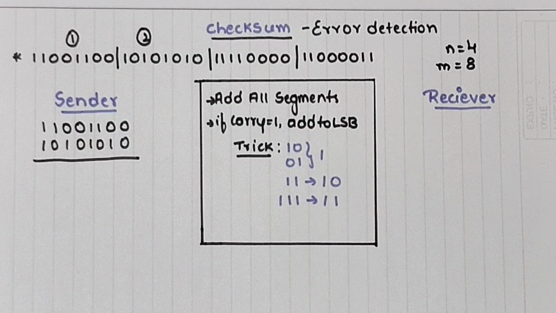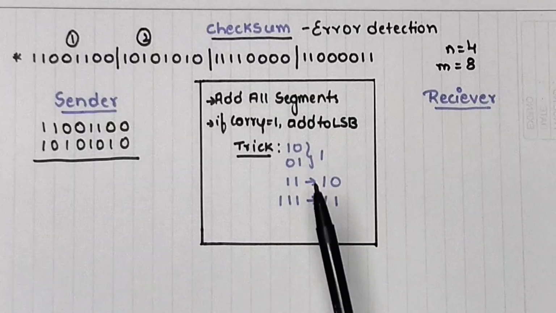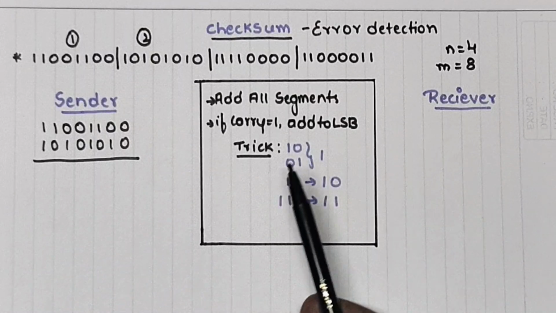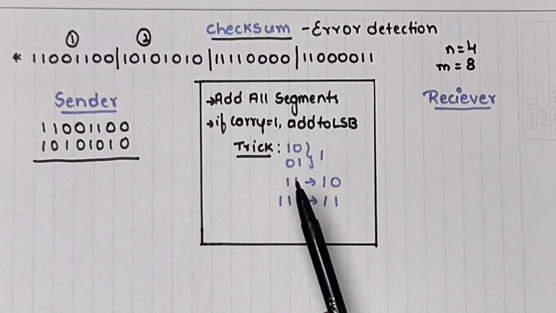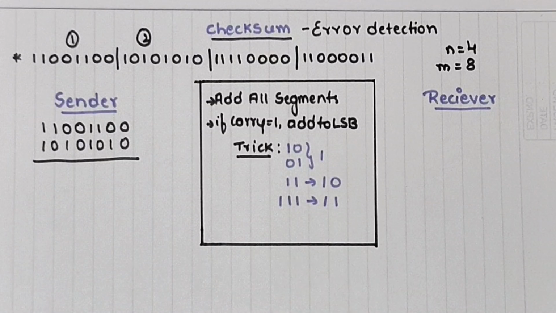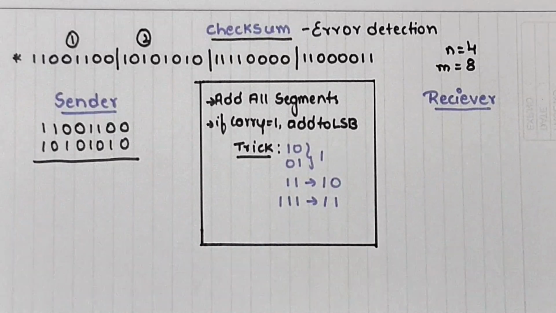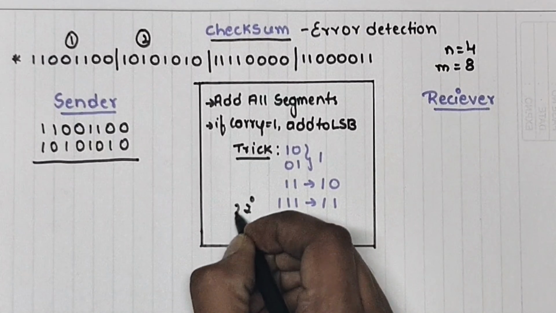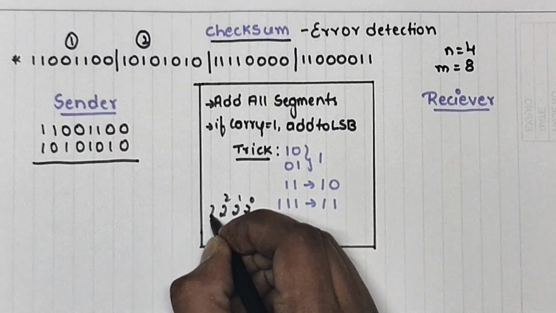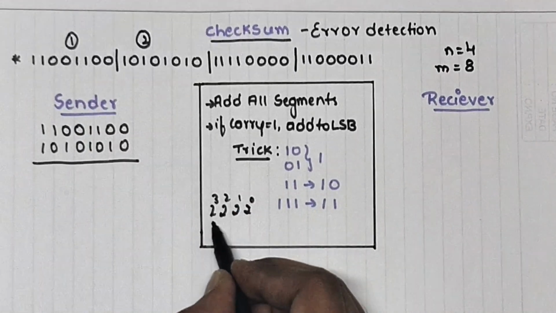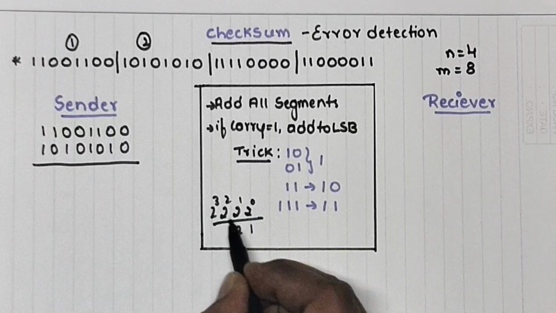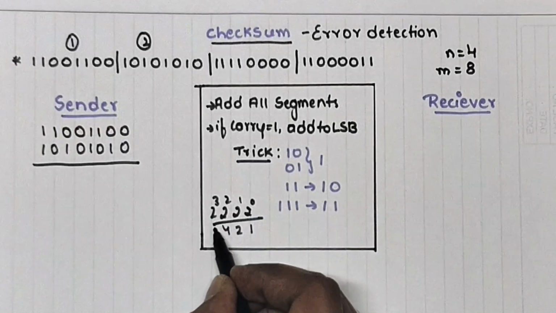Now I will show it here. The trick to add is: 1 plus 0 will be 1 itself, 0 plus 1 will be 1 itself, but 1 plus 1 will be 2. But you can't represent it using 2 itself; you must represent it using zeros and ones. So 2 power 0 is 1, 2 power 1 is 2, 2 power 2 is 4, 2 power 3 is 8.